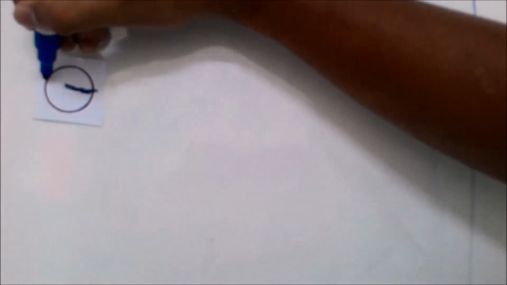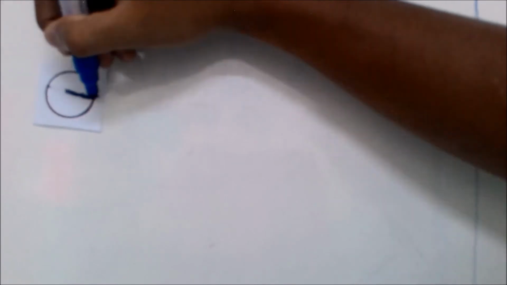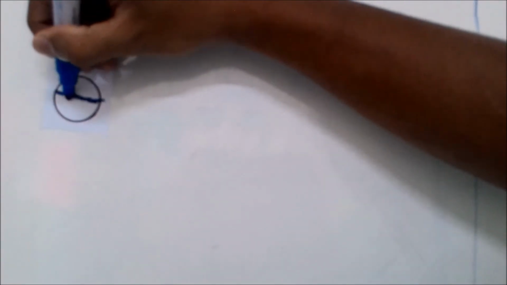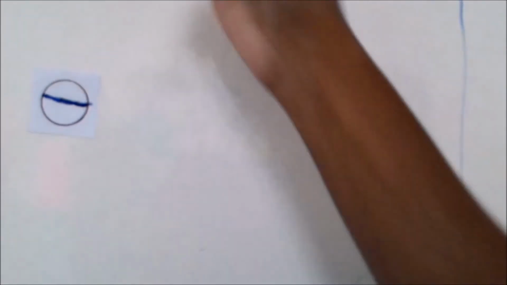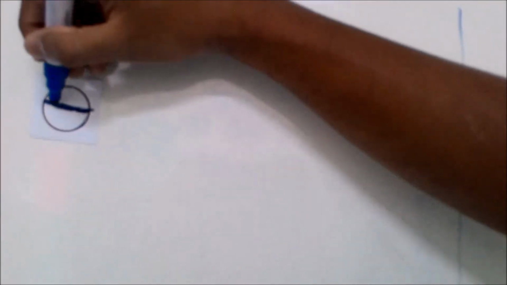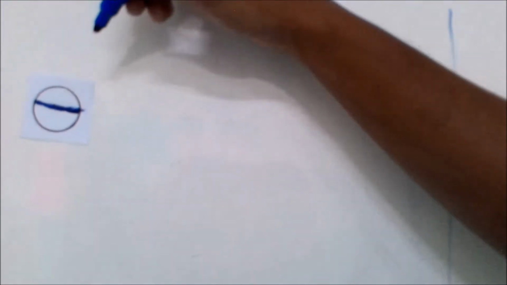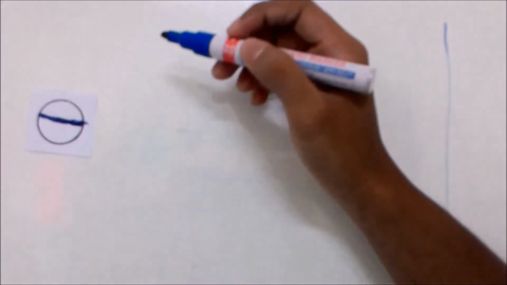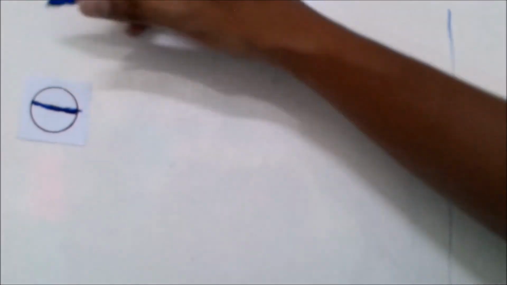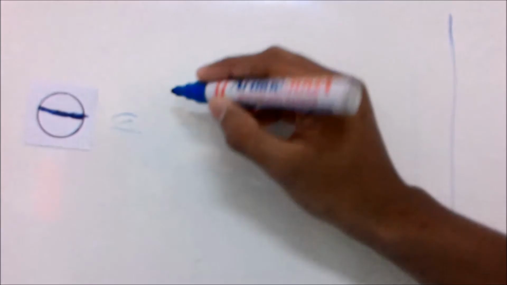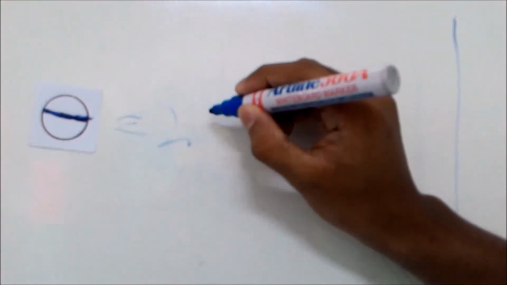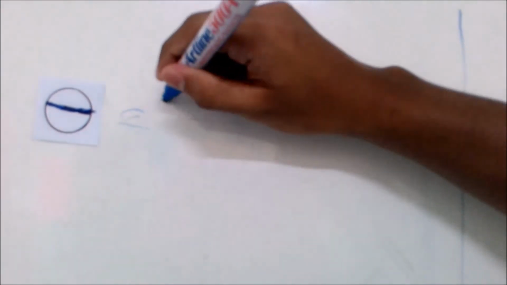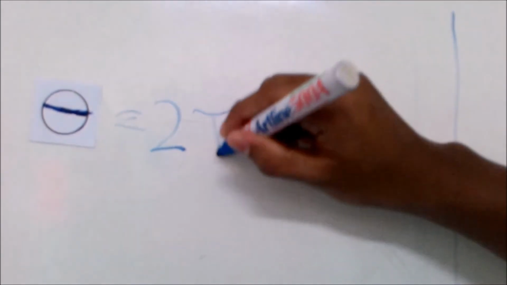So what if from one edge to the other edge there's a line passing through the center of it? This is what we call a diameter. Okay, this is a diameter. So another part of a circle is the circumference. Circumference can be calculated by 2 pi r.